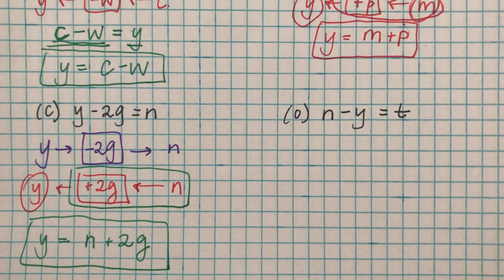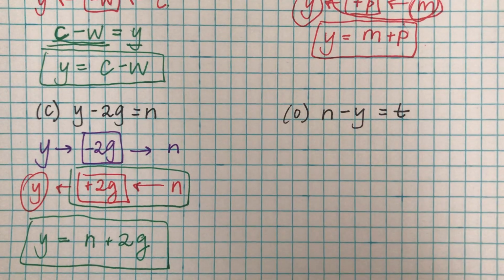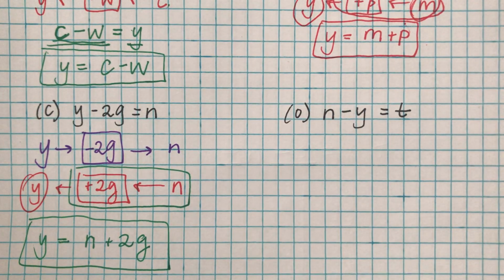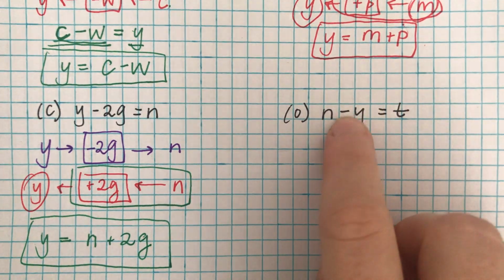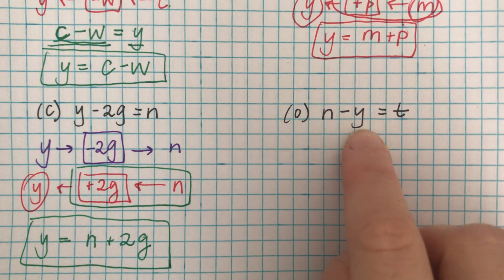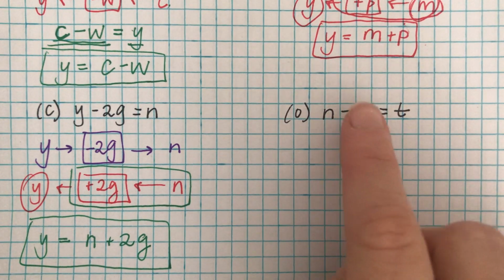Okay. This last one might be a little bit more complicated. I want you to try to think about why. The reason is because there's a minus in front of this y. There's a minus in front of that y.